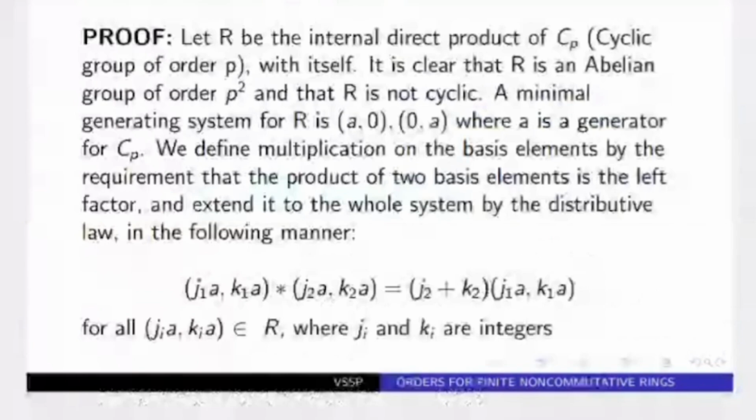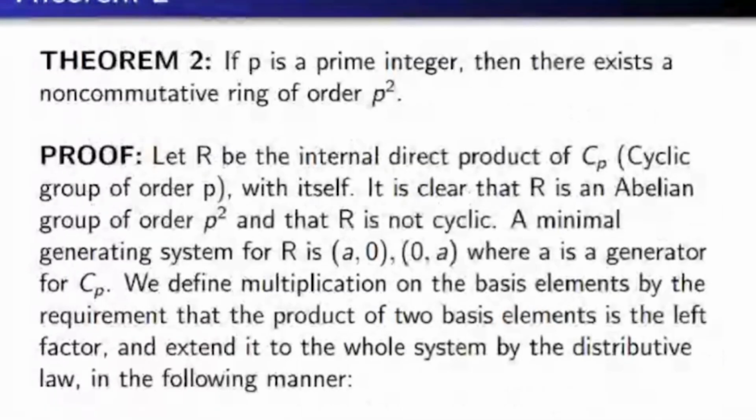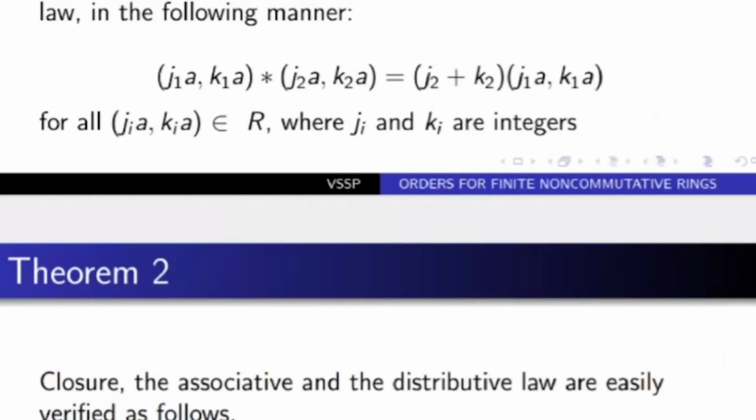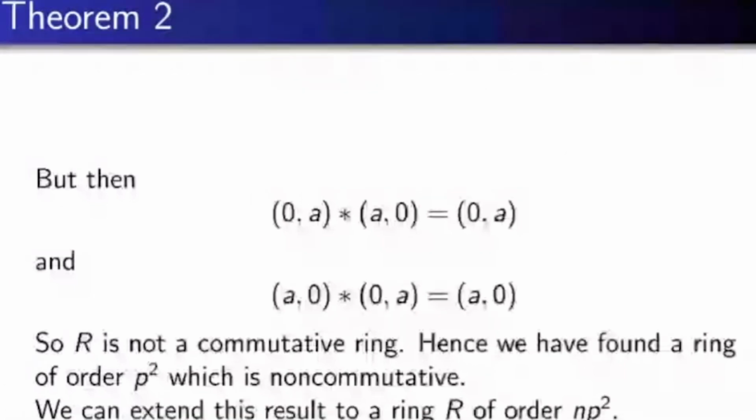So we were going to show that there exists a non-commutative ring of order p square. We have shown that this is a ring. Now we are going to show that this is a non-commutative ring. So we will take two elements which do not commute. We are taking 0, A and A, 0. By the operation that we defined above, can anyone say what is J1, J2, K1, K2 in these two elements?